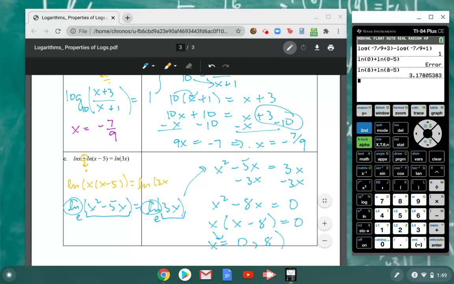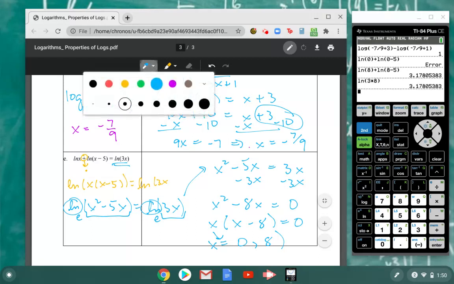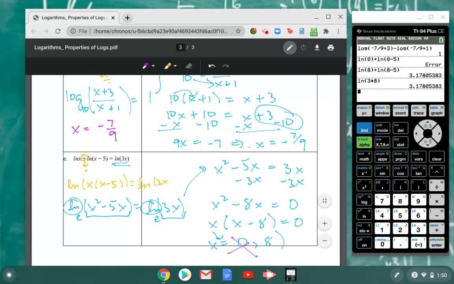So I want to make sure that it's equal to the natural log of 3 times x. So in my calculator, that's going to be the natural log of 3 times 8. And I end up with the same answer. So I'm feeling really good about that. I need to get rid of 0. 0 does not work in my natural log, but 8 does. So x is equal to 8.